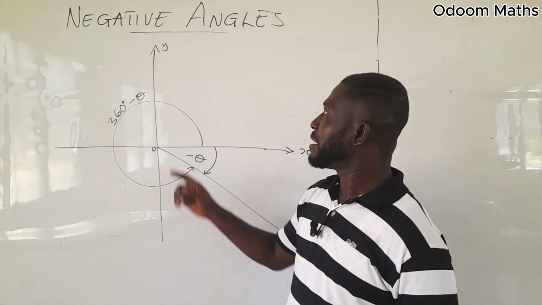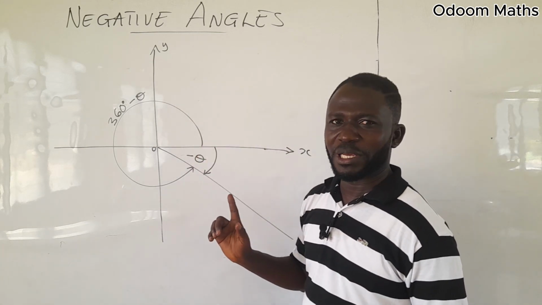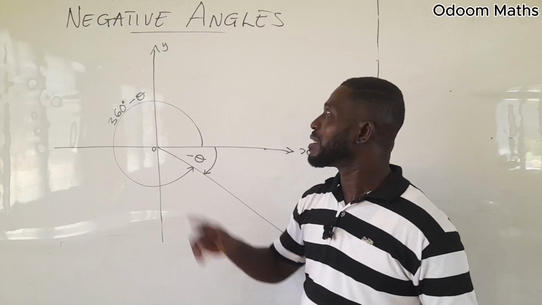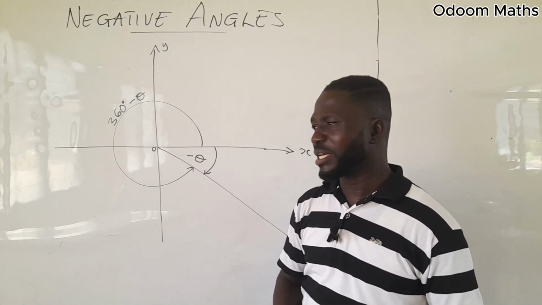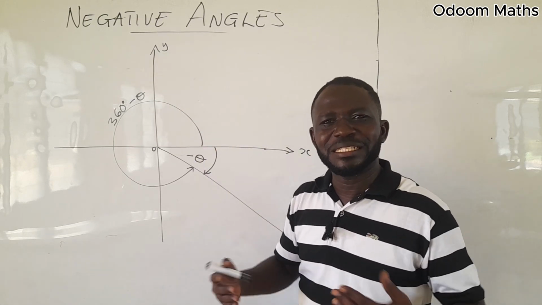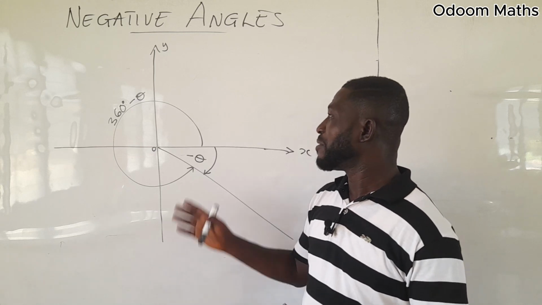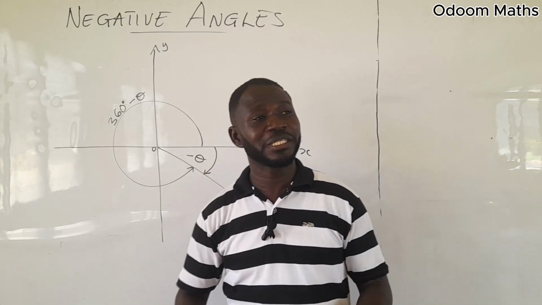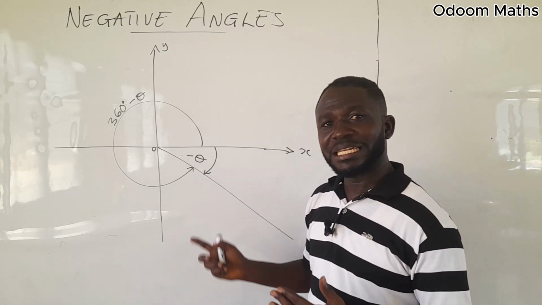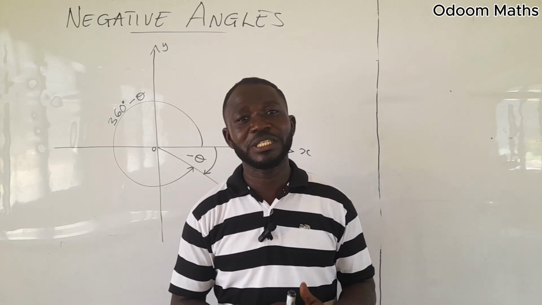Now let's look at this important and interesting topic under trigonometry. That is negative angles. So why are angles negative? How can angles be negative? Because we know that from 0 degrees to 360 degrees all angles are positive. Why is it that this time we are saying that there is an angle which is negative?